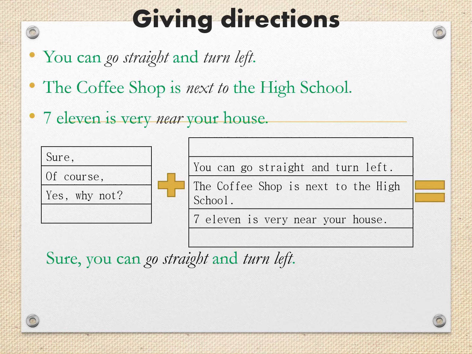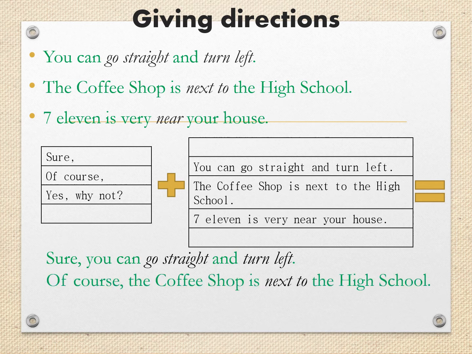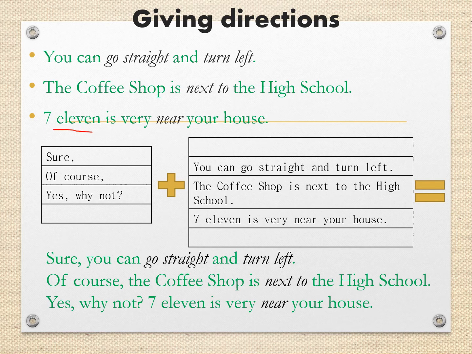Sure, you can go straight and turn left. Of course, the coffee shop is next to the high school. And then, why not? 7-Eleven is very near your house. So pay attention, these expressions are for politeness and they are openings for good answers.